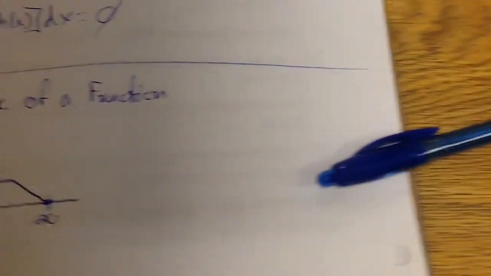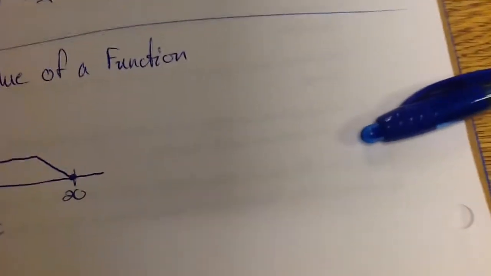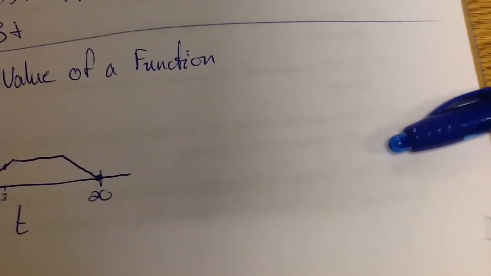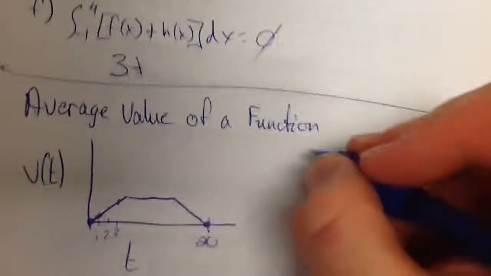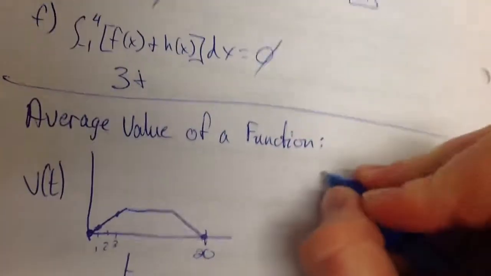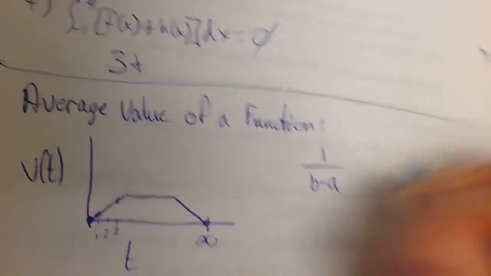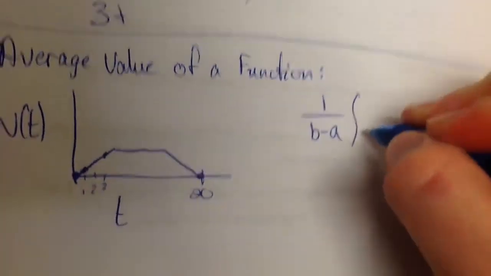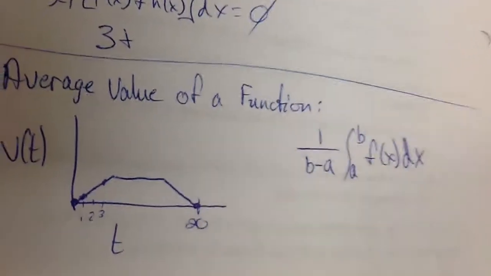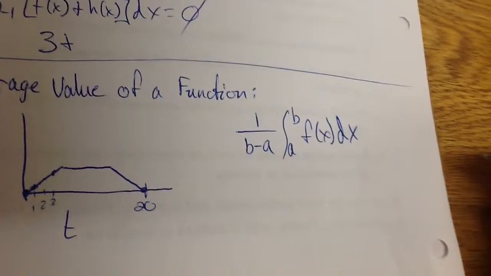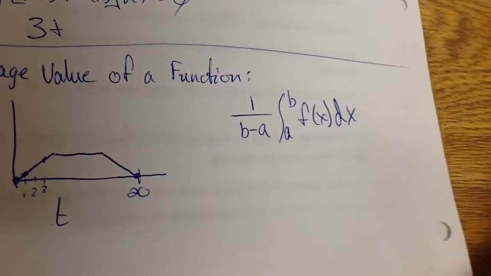So, as it turns out, we could do the proof, or I could just tell you. Probably just tell you. The average value of a function, in order to find it, you do 1 over b minus a times the integral from a to b of your function. That'll give you your average value. So, an example of that.